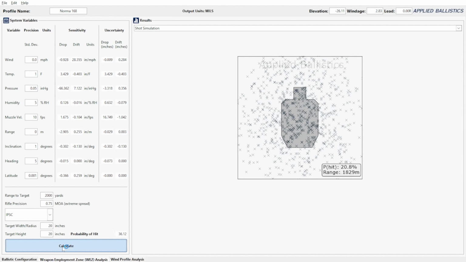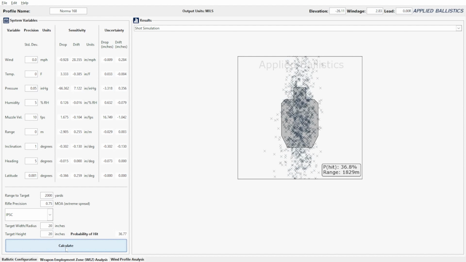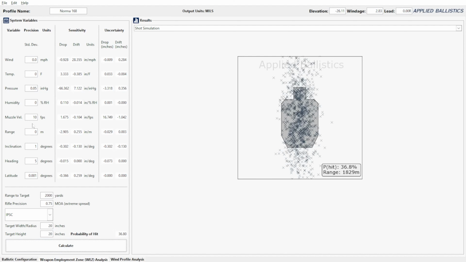So you would want no error in wind. There you can see it's tidied that right up at this type of range. We're up to 36.1% already, and we don't want any error in temperature. That should tidy it up even further. Get the correct humidity value from shot to shot. Hasn't had a huge difference. The big one's going to be our muzzle velocity.